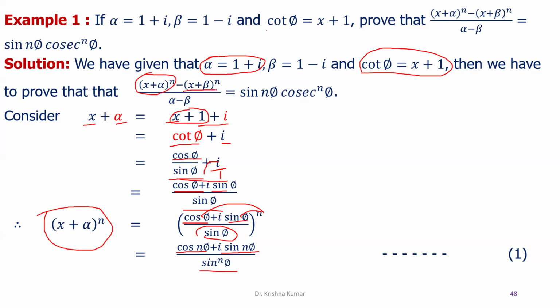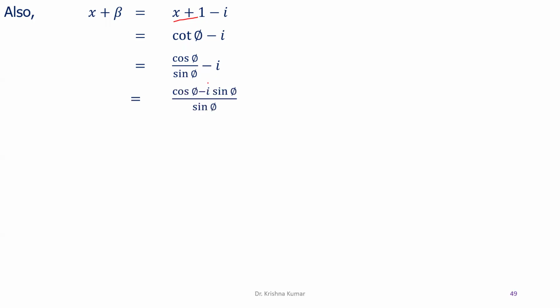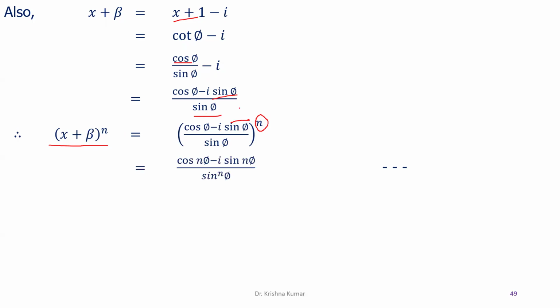Let us try to find out the value of (x plus beta)^n. So x plus beta is equal to x plus 1 minus i, but again x plus 1 is equal to cot phi minus i. If we write cot phi is equal to cos phi upon sin phi minus i, and take the LCM, which is sin phi, we get (cos phi minus i sin phi) upon sin phi. Therefore, (x plus beta)^n is equal to ((cos phi minus i sin phi) upon sin phi)^n. Now we again apply de Moivre's theorem, and it reduces to (cos n phi minus i sin n phi) divided by sin^n phi.